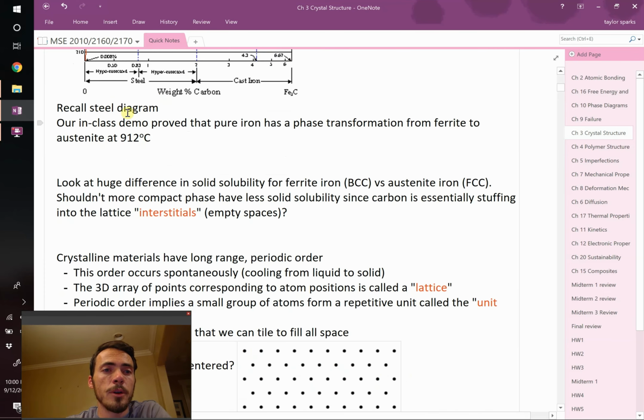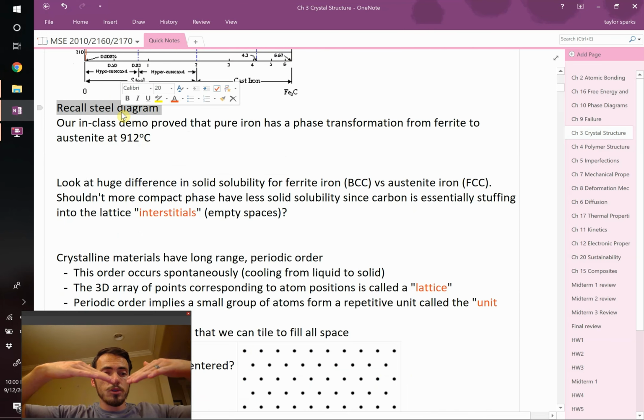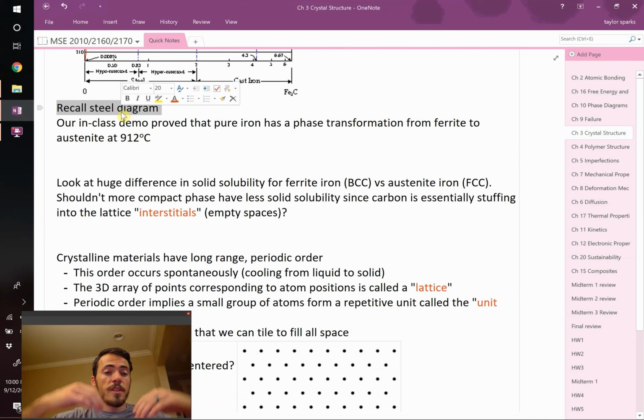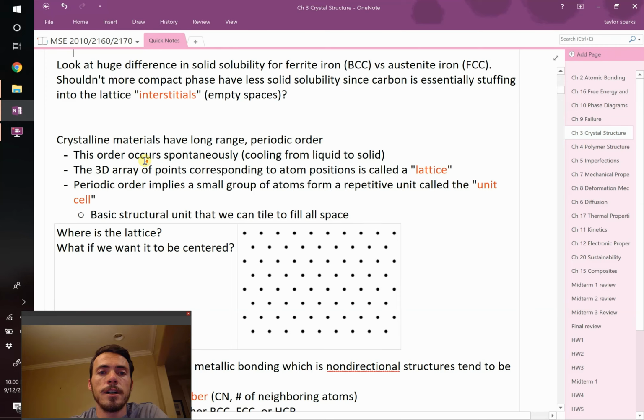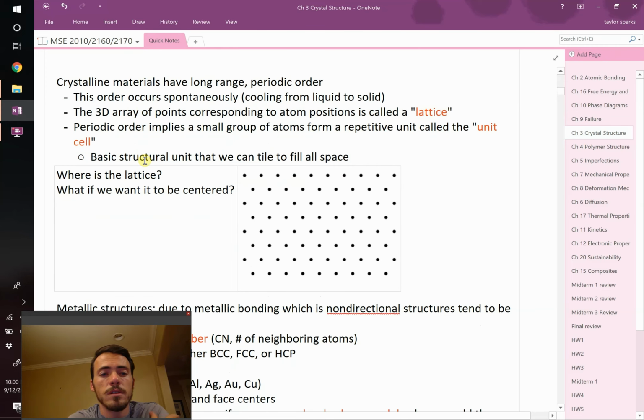Another point that we've talked about, if you remember our iron wire demo in class, where that piece of iron wire we heated up and it was drooping, but all of a sudden it shrunk a little bit and then it drooped again. That shrink was due to it switching from one crystal structure to another one. And the one at high temperatures is simply more compact. And so those atoms came together closer and that caused the wire to shrink, okay? So let's dive into crystalline materials.